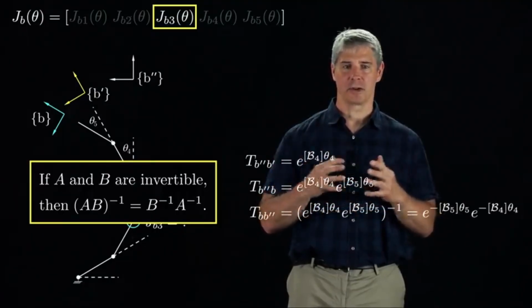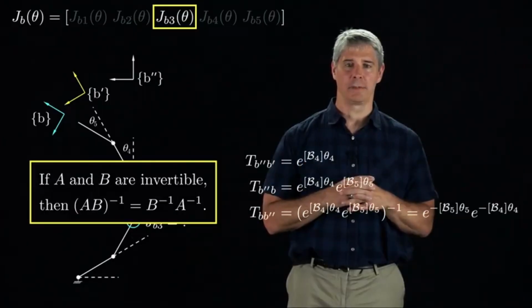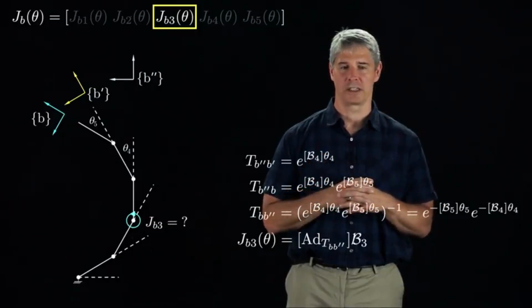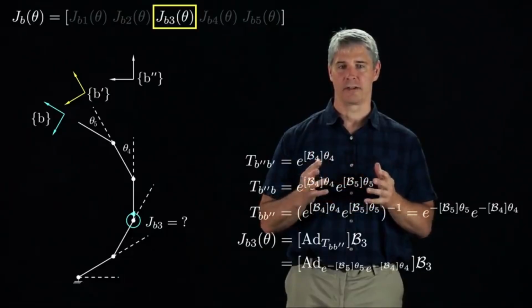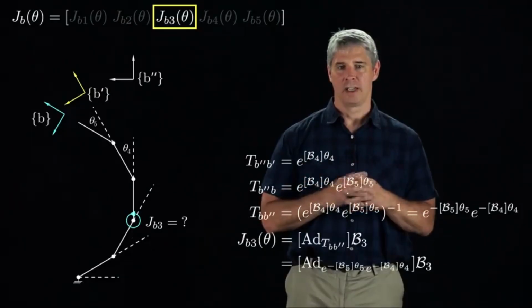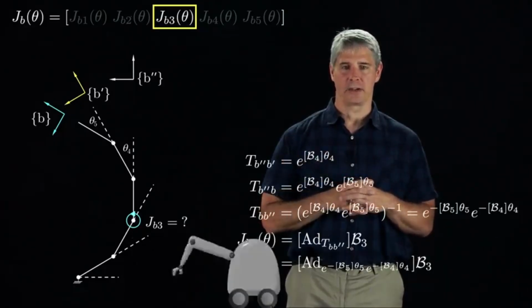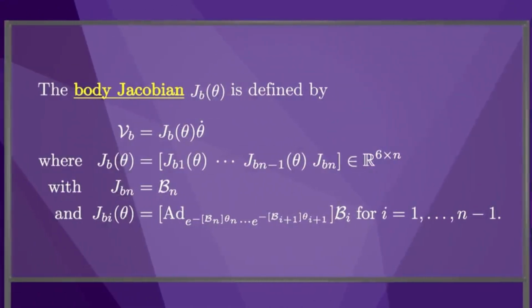Since the screw axis of joint 3 is just B3 in the B double prime frame, to find JB3, we just need to use our rule for changing the frame of reference of a twist. The final expression for the JB3 column depends on the screw axis for joint 3, as well as the joint angles and screw axes for joints 4 and 5. The same reasoning applies for any joint, so we can generalize to this definition of the body Jacobian JB.